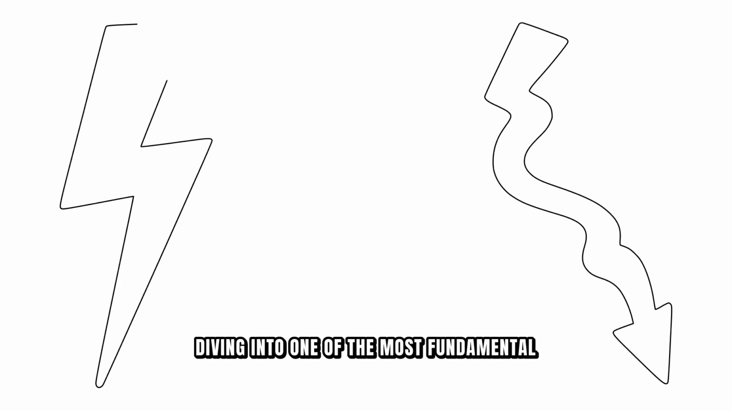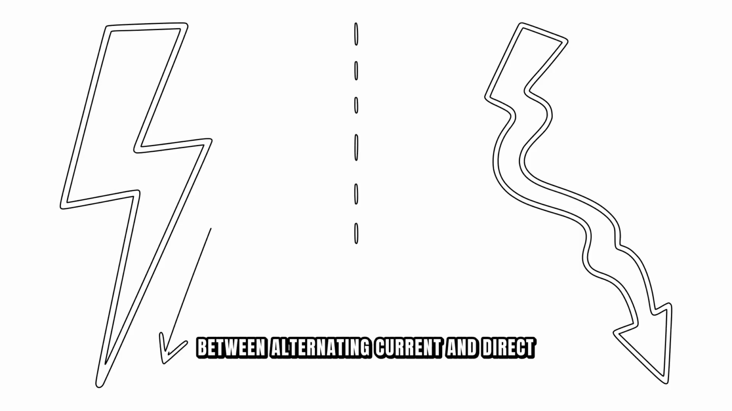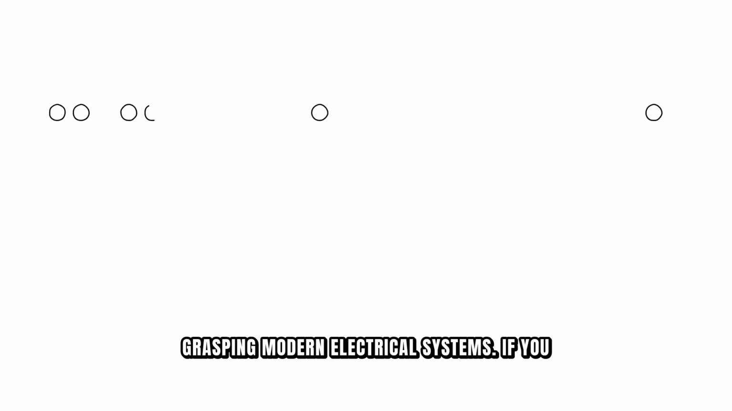Today we're diving into one of the most fundamental concepts in electricity, the difference between alternating current and direct current. These two types of electricity power almost everything around us, and understanding how they work is key to grasping modern electrical systems.